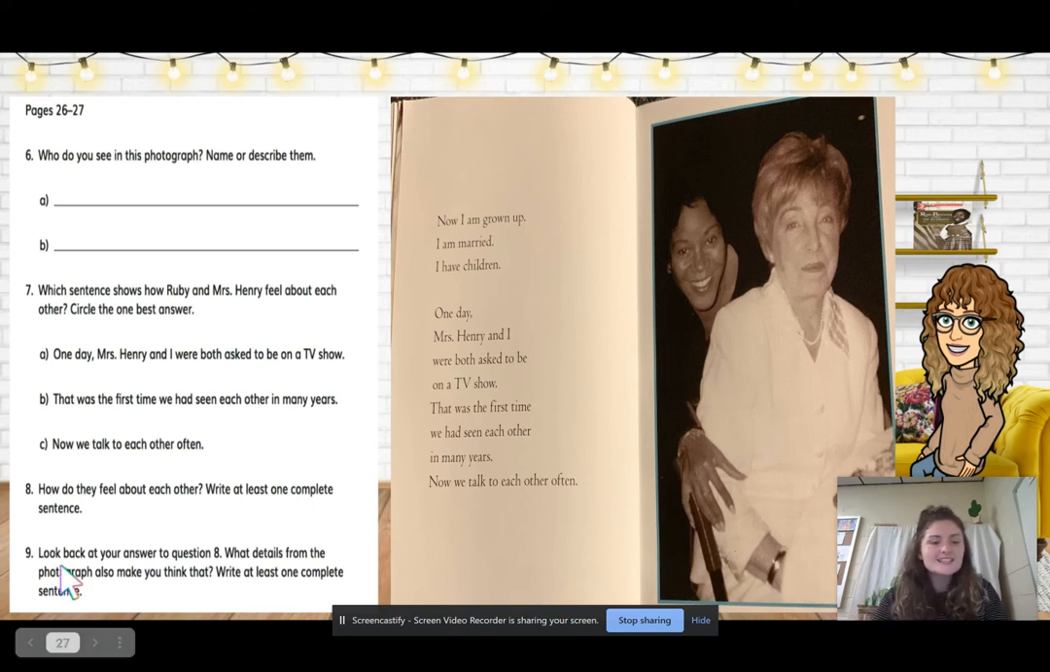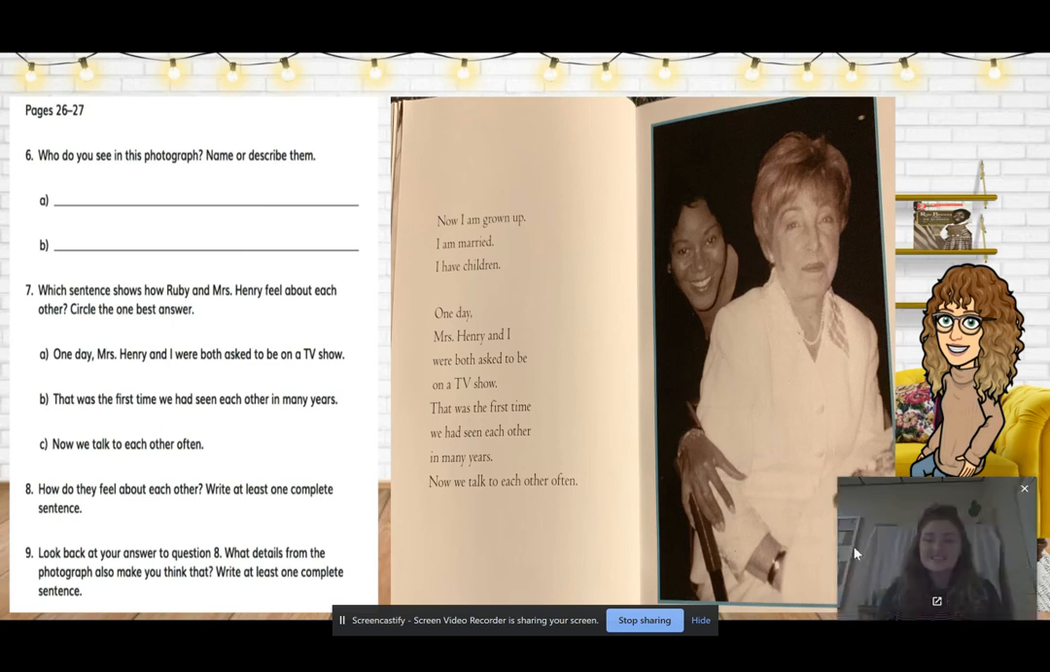And number 9, it says, look back at your answer to question 8. What details from the photograph also make you think that? Write at least one complete sentence. In the photograph, what are some details that tell you that Mrs. Henry and Ruby Bridges care about each other? Write a complete sentence in the puzzle. So, a detail that I can see is that both of them are smiling and that Ruby Bridges is hugging Mrs. Henry. Those are details that can help us find meaning in a photograph.